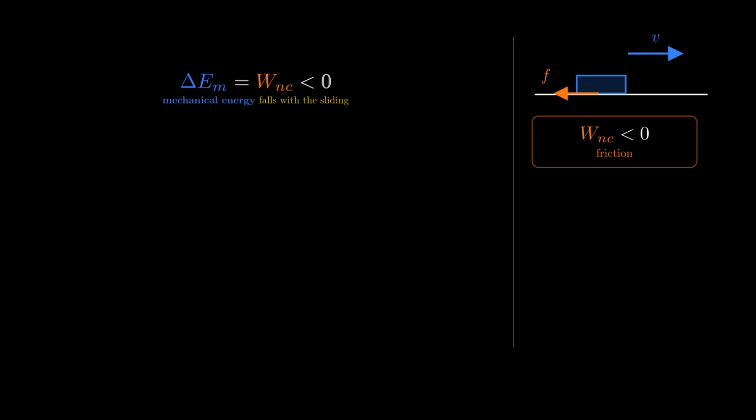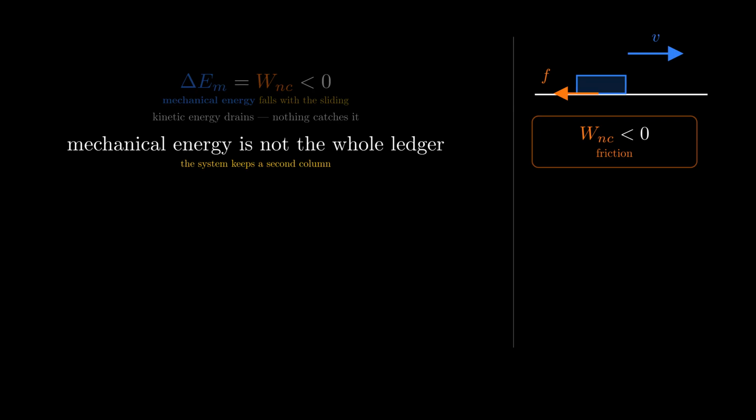Read the result with friction in mind. Friction opposes the sliding at every instant, so its work is negative. Negative non-conservative work makes the change in mechanical energy negative too. The book's kinetic energy drains away, and no potential energy rises to catch it. But mechanical energy was never the whole ledger.